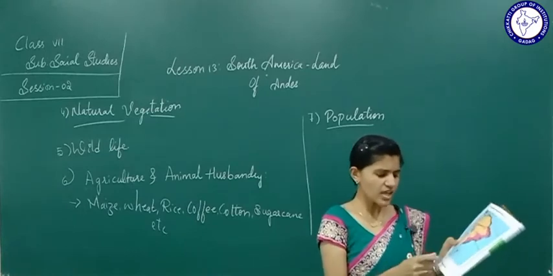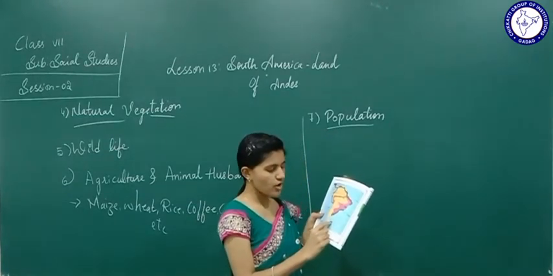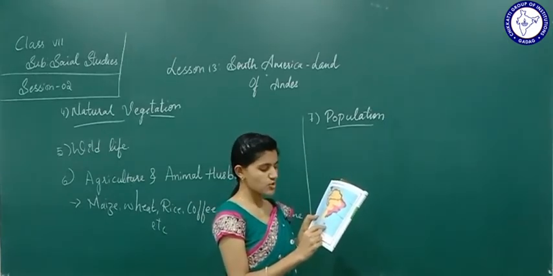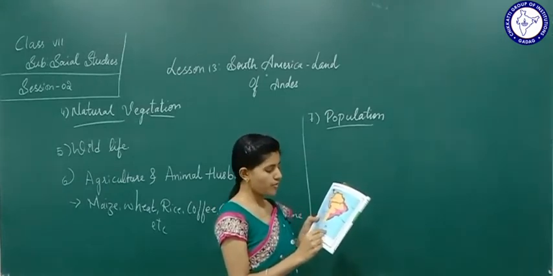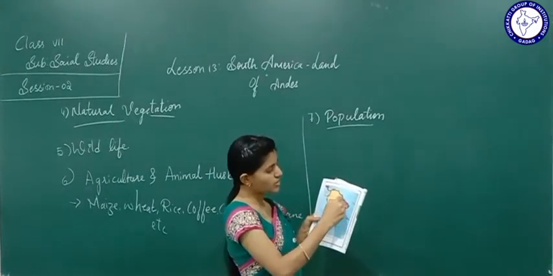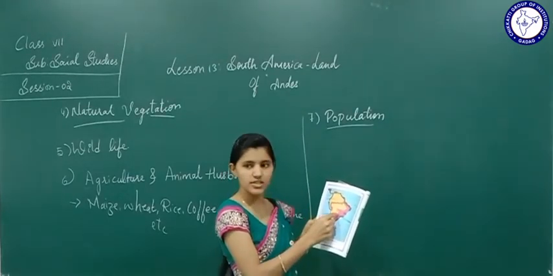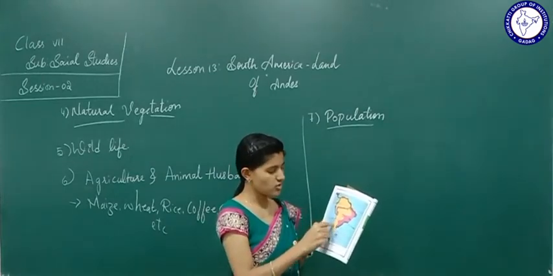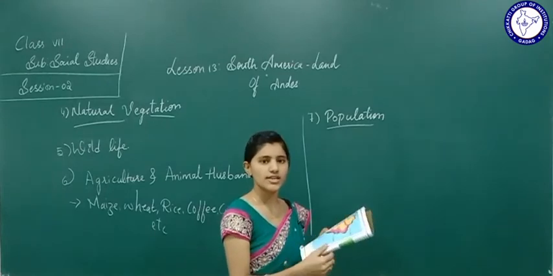See, here South American population density is given. The brown color denotes very high population, pink denotes medium population, and yellow color denotes low population. Wherever we can find this brown color, it means that it is very highly populated. The pink denotes medium population of the country, and this yellow color denotes low population of this continent.